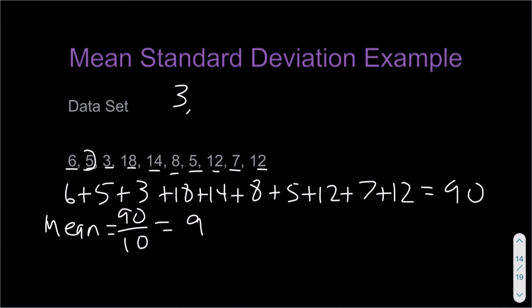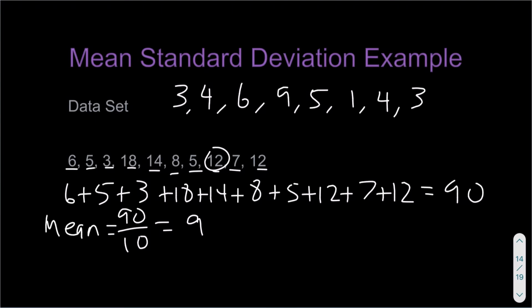So let's look at 5. 5 is 4 away from 9. 3 is 6 away from 9. 18 is 9 away from 9. 14 is 5 away from 9. 8 is 1 away from 9. 5 is 4 away from 9. 12 is 3 away from 9. 7 is 2 away from 9. And 12 is 3 away from 9.